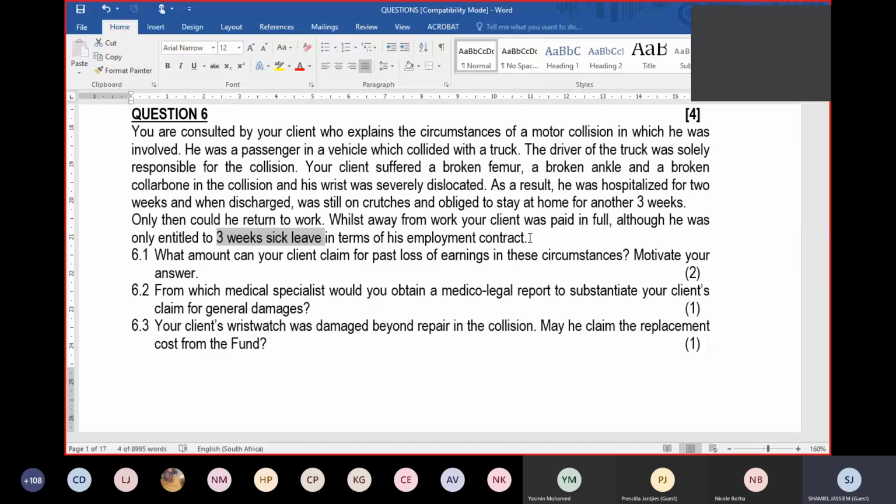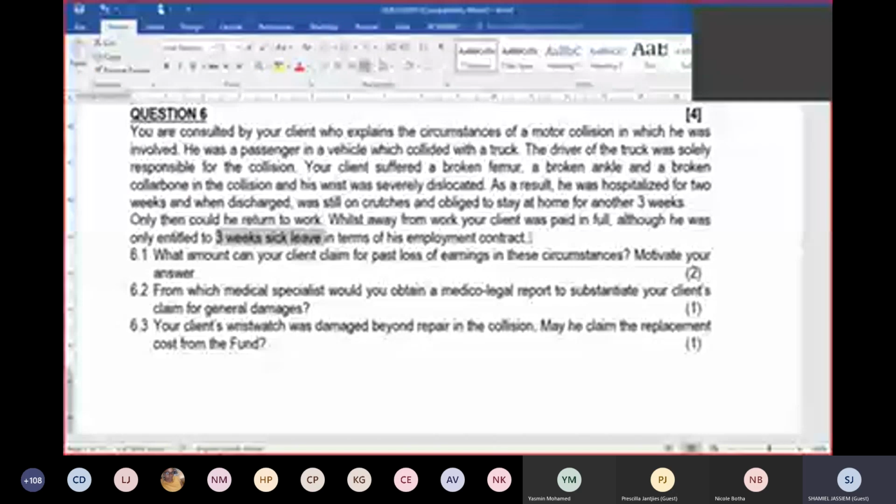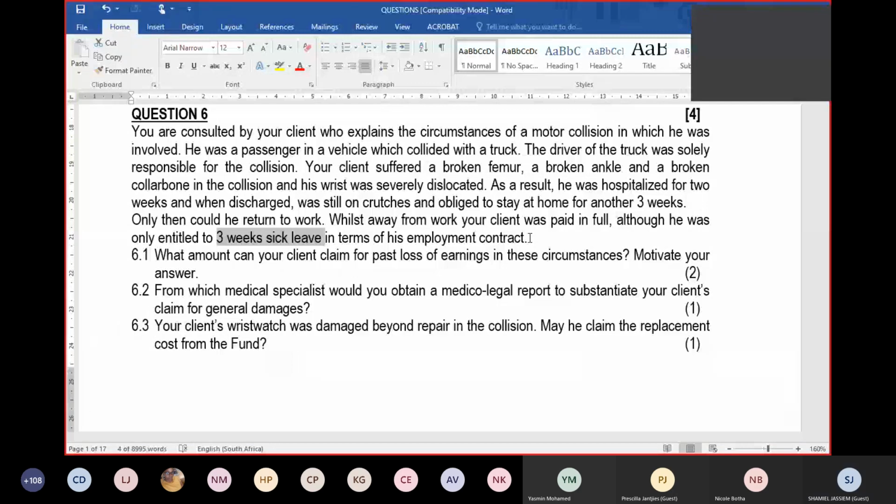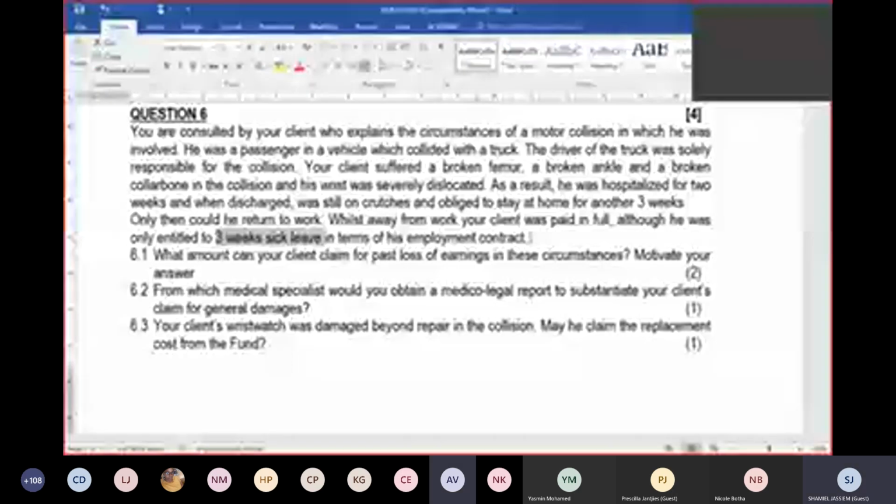6.3, your client's wristwatch. Your client's watch was damaged beyond repair in the collision. May he claim the replacement cost from the fund? No. Why not? It's not a bodily injury. Perfect. That's it. There you get your 1 mark.